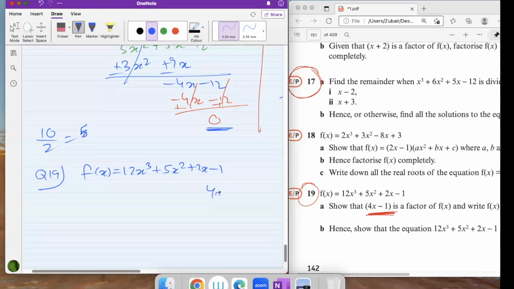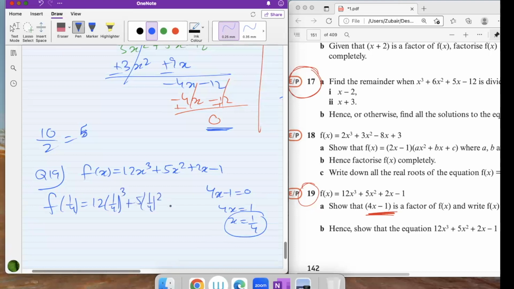If 4x minus 1 is a factor, you always put it equal to 0. 4x is equal to 1. x is equal to 1 by 4. So we substitute 1 by 4 here. So 12 into 1 by 4 cube plus 5 into 1 by 4 square plus 2 into 1 by 4 minus 1.